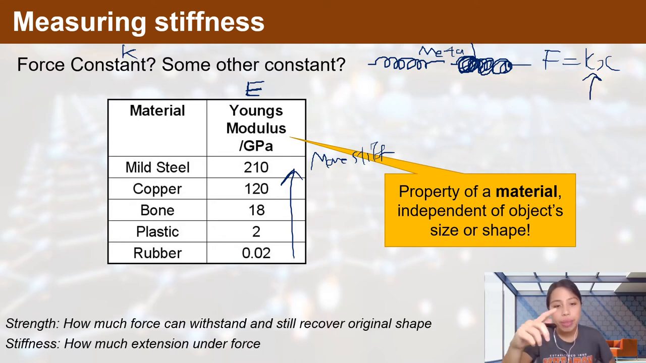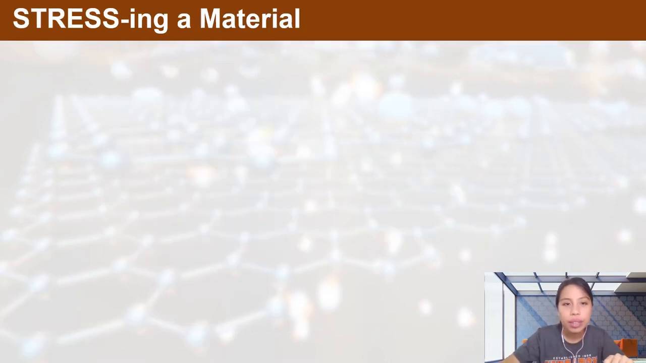Final clarification: strength and stiffness. Stiffness is how much the shape or the length will change under force. Strength, which we will look at a little later, is how much force it can withstand before it can no longer go back to its original shape. For example, if you bend something out of shape and it doesn't go back, then it's not very strong. In physics, that's the difference between the two.